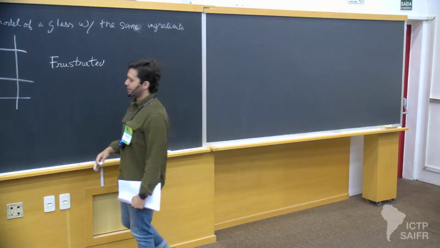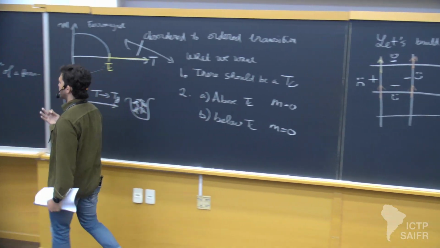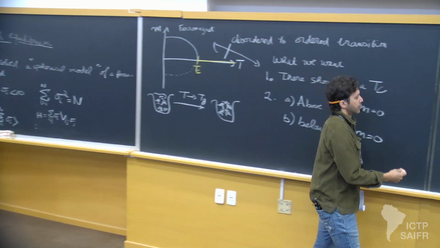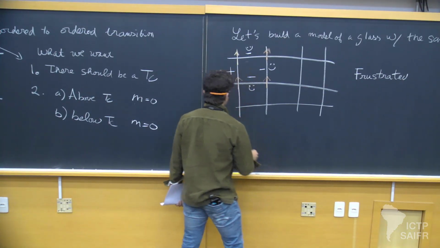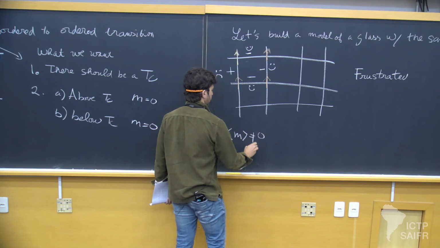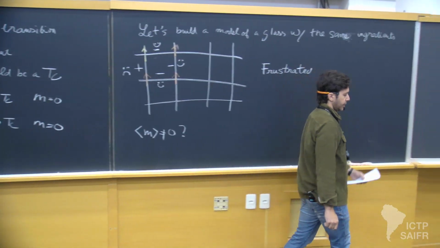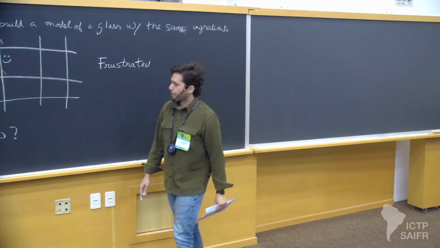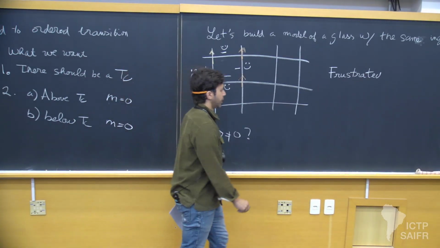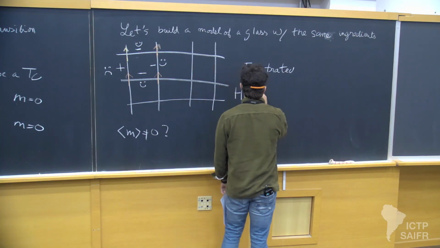And the best bet is that if you want to build a toy model of a glass, it should be a system like that. Because if the system is frustrated, then it's hard to say whether or not at low temperature M will be 0 or not. So we want to build a system that has frustration. So let me write down the Hamiltonian that we will consider now. Minus sign again.